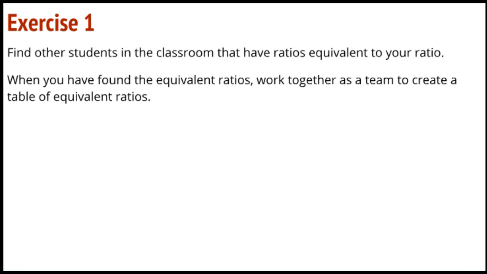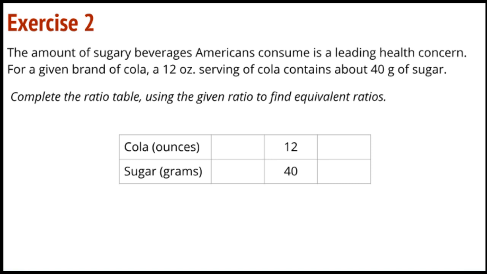All right, exercise 1 is an in-class activity, so I will skip that. Exercise 2. The amount of sugary beverages Americans consume is a leading health concern. For a given brand of cola, a 12-ounce serving of cola contains about 40 grams of sugar. Now, something I want to point out here, we have two different kinds of units going on. We have ounces and we have grams.